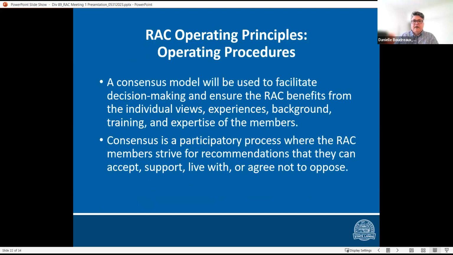So, a consensus model will be used to facilitate decision-making and ensure the RAC benefits from the individual views, experiences, background, training, and expertise of the members. Consensus is a participatory process where the RAC members strive for recommendations that they can accept, support, live with, or agree not to oppose.